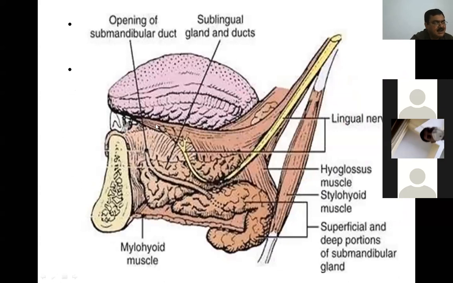Here you can see in this diagram, this is the tongue, and below the tongue you can see this part. You can see this is the mandible. This muscle is the mylohyoid muscle, and this part of the gland you can see is the superficial and deep part of the gland. So this is the outline of the gland here, and this posterior margin of the mylohyoid divides the gland into superficial and deep part, and this is the duct. The duct arises from the deep part.